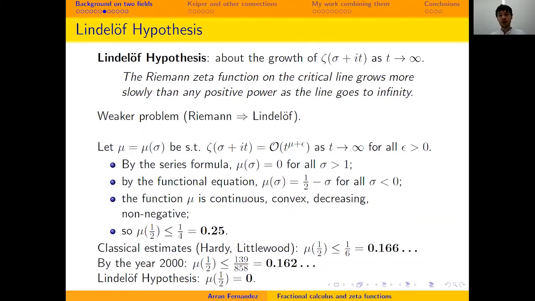So just to recap how difficult this is, 100 years ago, they knew it's at most 0.166. 20 years ago, they knew it's at most 0.162. Almost no improvement at all, but that's 80 years of work. And for the Lindelöf hypothesis, you want to get this number all the way down to 0. And the Lindelöf hypothesis is only a weaker problem. It's not the big Riemann hypothesis. So this function, the Riemann zeta function, is very difficult to understand, very difficult to analyze, very difficult to prove anything about. And that's where all the challenges come from.